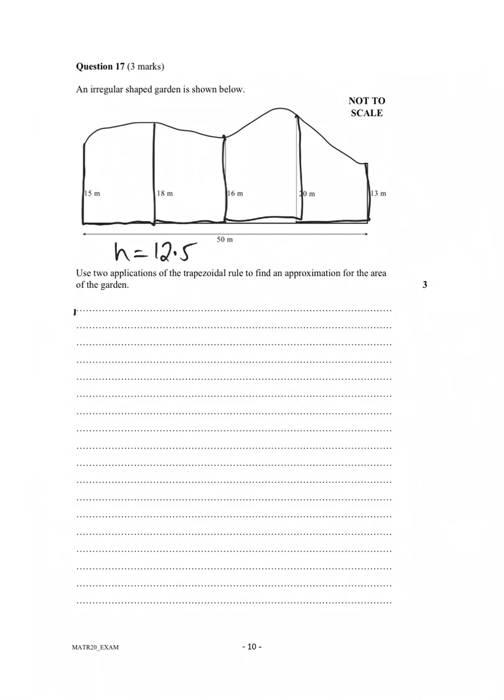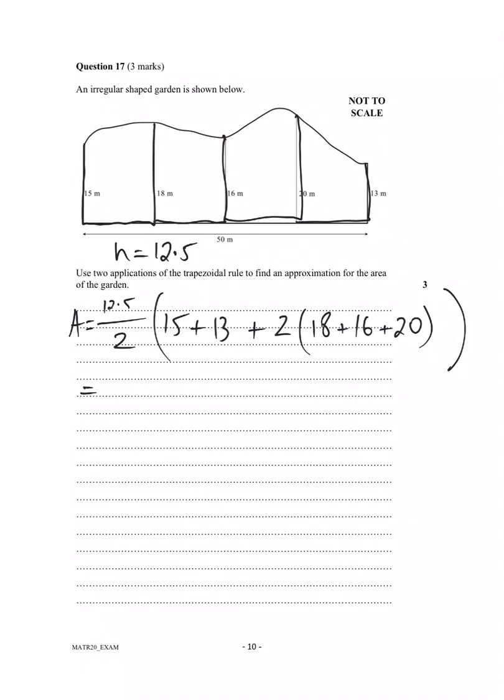Now I'm going to say my area here, I'm actually going to do this as one big formula, but it will be 2 applications still. I'm going to say 12.5 over 2. My first is 15, my last is 13, plus 2 times all the middles, which is going to be 25 over 4, 136 inside my brackets here, and when I multiply that by 25 over 4, I get 850 meters squared.